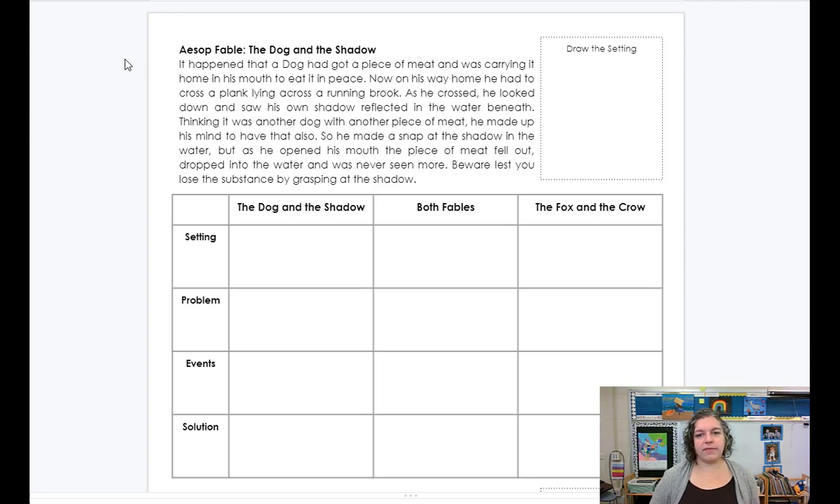So the first skill we have to do is be able to picture what is the setting here in The Dog in the Shadow. So I'm going to sketch real quick over here in the setting.